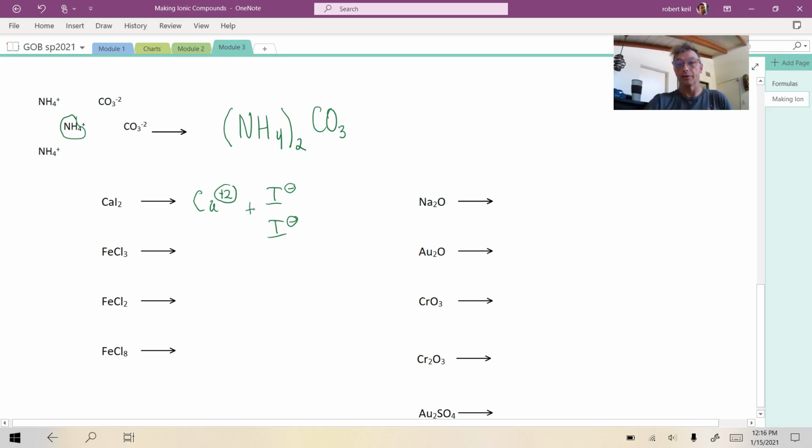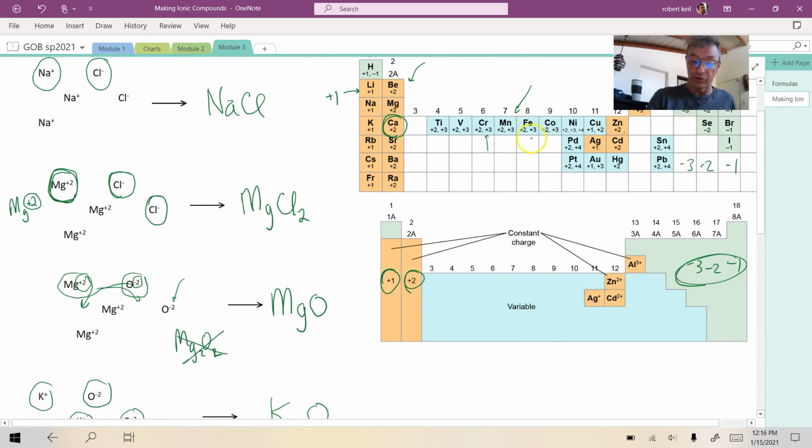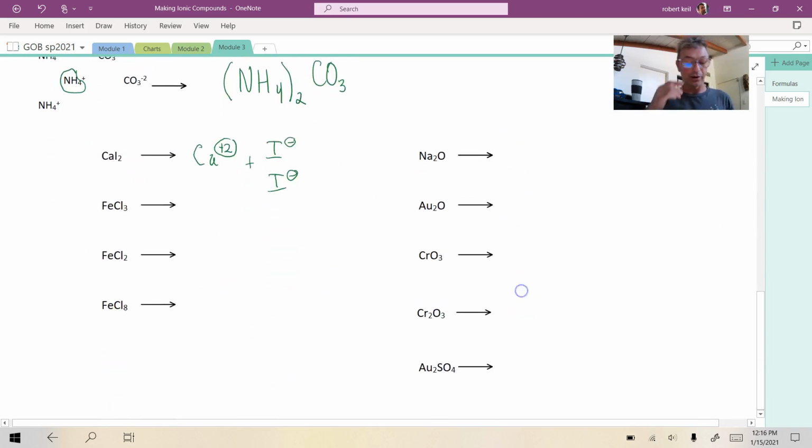Okay, so the next one down, FeCl3, iron chloride, iron 3 chloride. I just gave the answer away. So we have iron, and if we flip back up to this chart for a second, iron could be 2 or 3. I don't know. That doesn't help me very much. So I look here and say, gosh, what is it? I don't know iron. Let's go on.